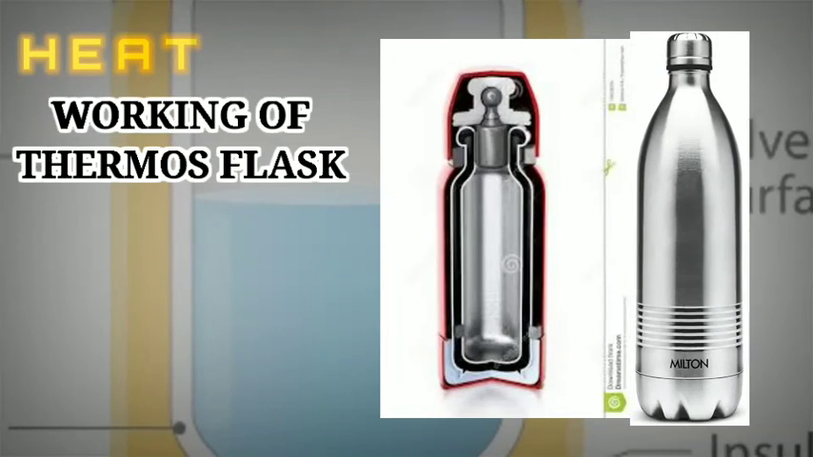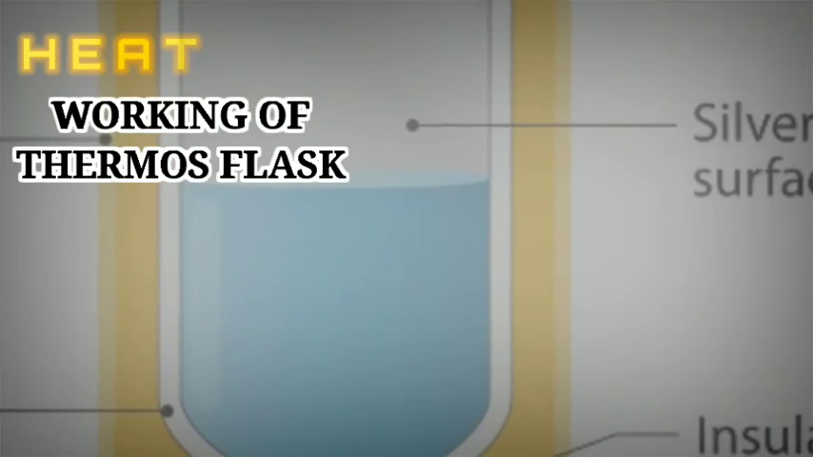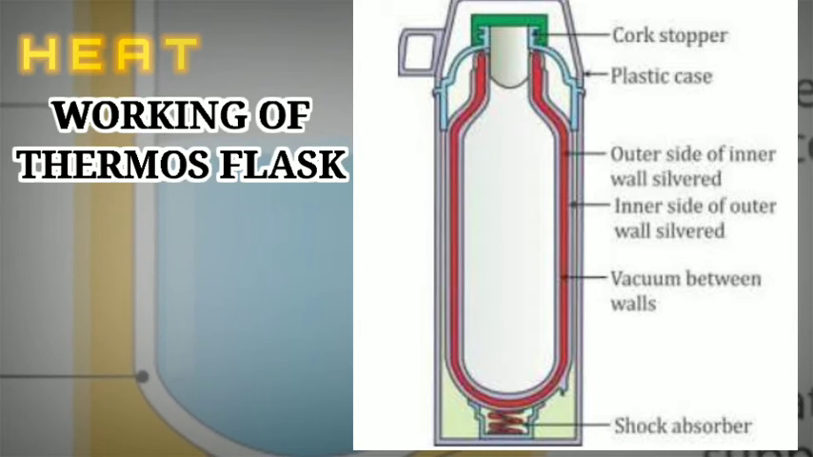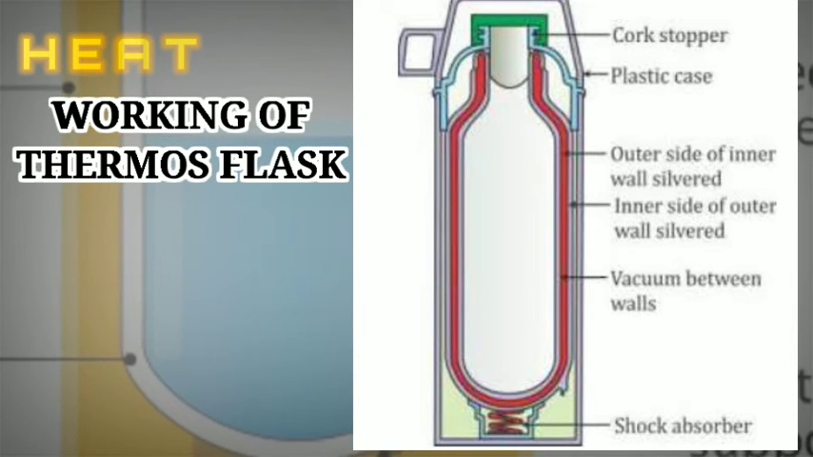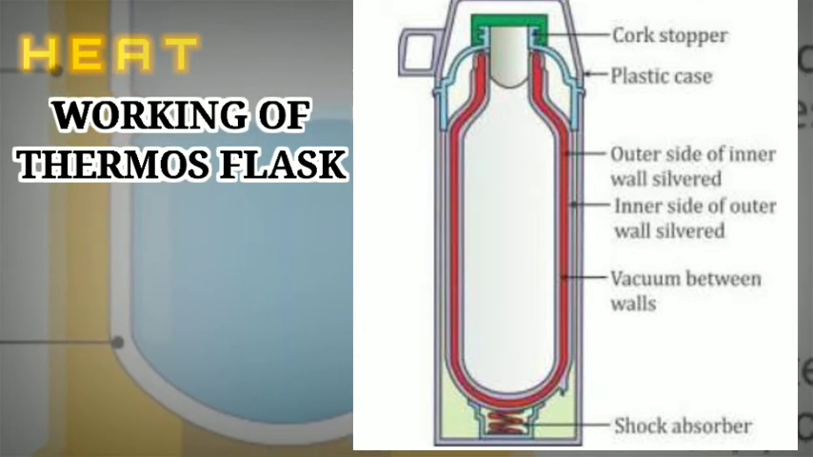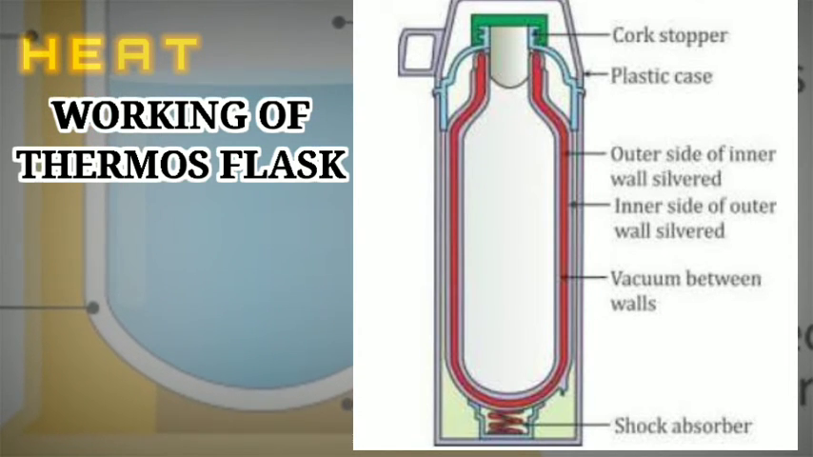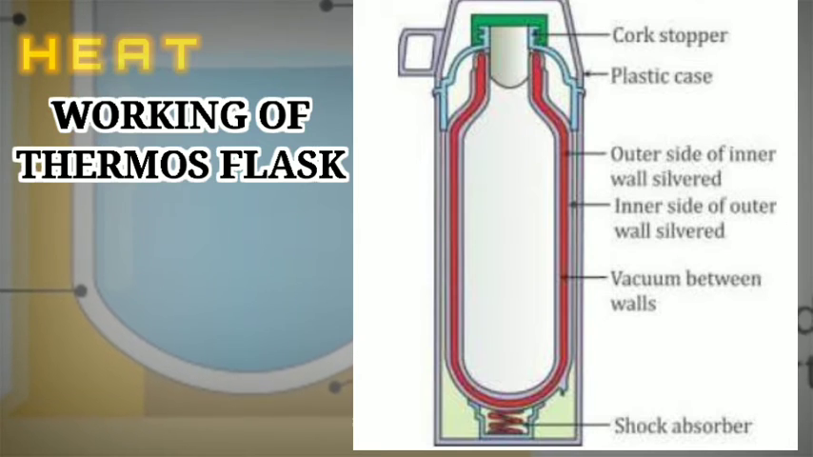Conduction can only occur at the points where the two walls meet at the top of the bottle and through an insulated support at the bottom. The silvered walls reflect radiated heat back to the liquid in the bottle.